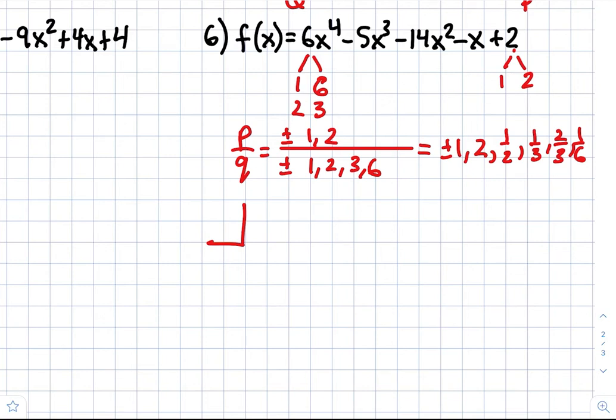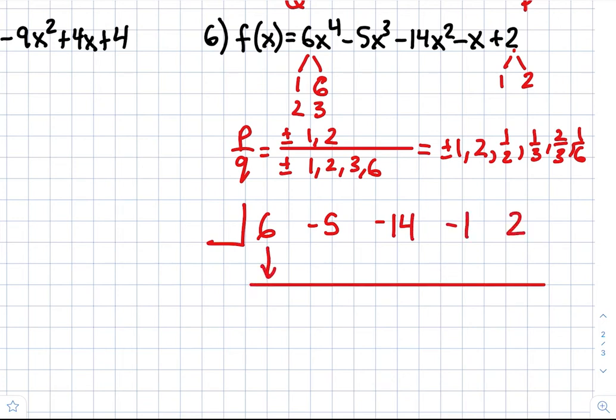Setting it up. 6, -5, -14, -1, and 2. So let's try out some numbers, right? I'm just going to try 1. That's always a good one to start with.